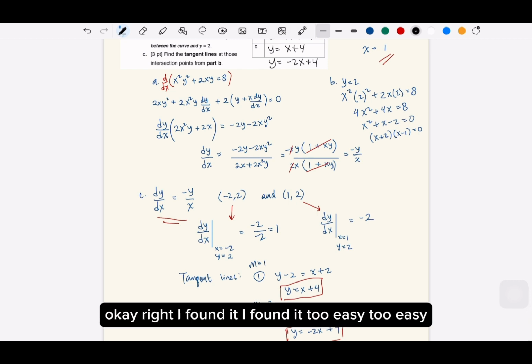Okay, right? I found it. Okay, I found it. Too easy, too easy.